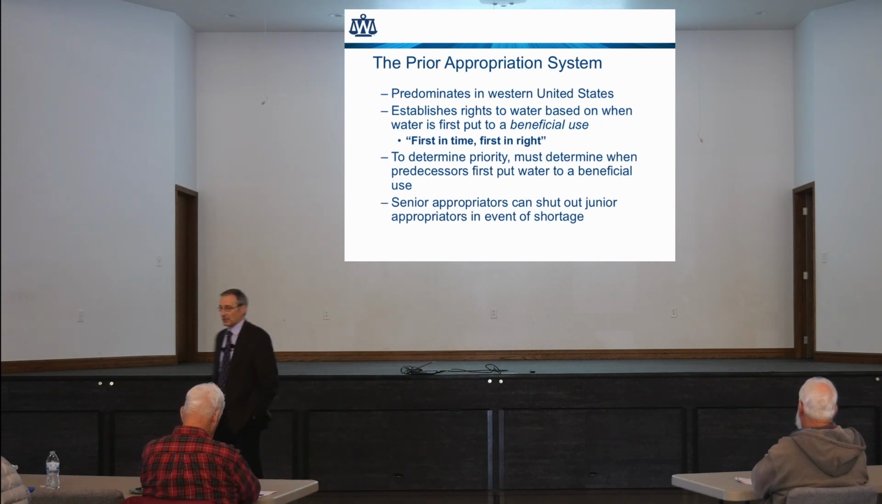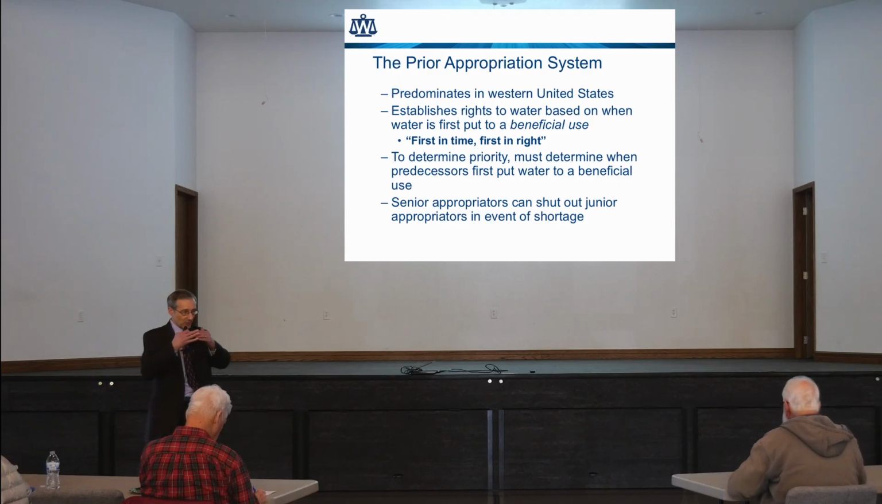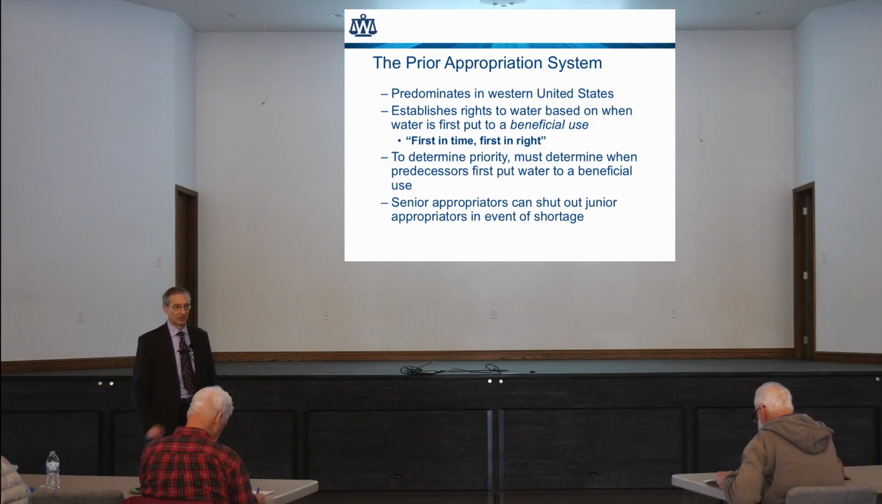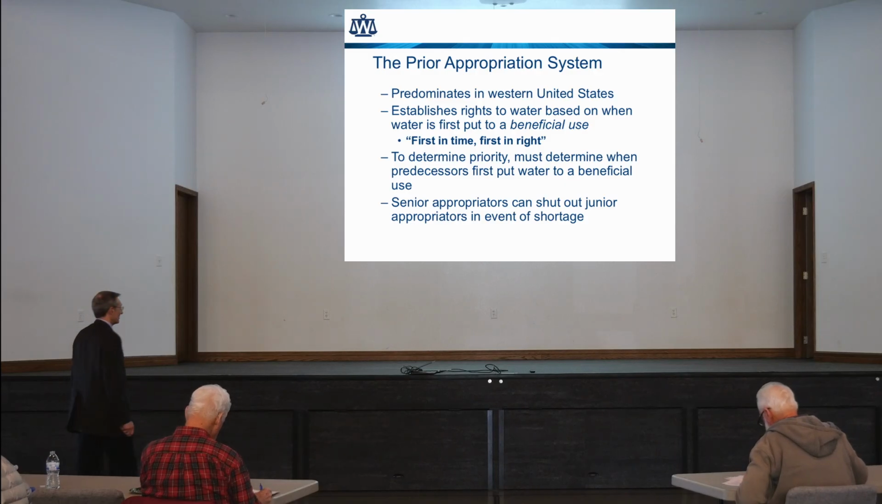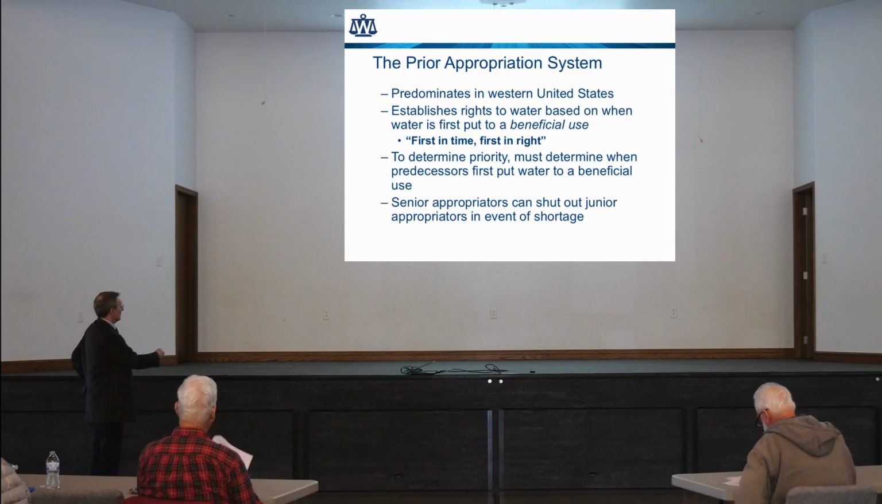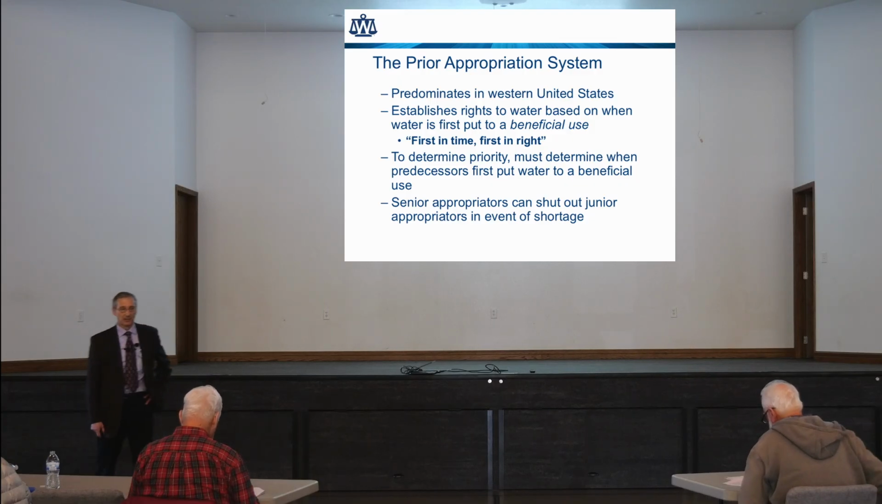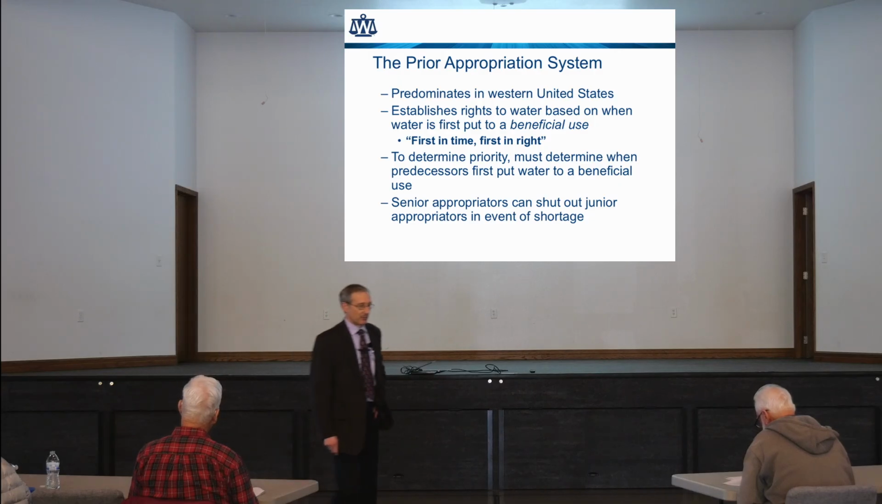Now, the prior appropriation system is basically the western two-thirds of the United States. Prior appropriation in combination with some sort of a permit system, that's the western two-thirds, basically west of the Mississippi. And that establishes rights to water based on when water is first put to a beneficial use. This is first in time, first in right. This is the rule that Kansas follows. You get a permit.